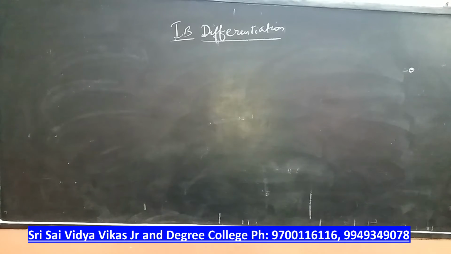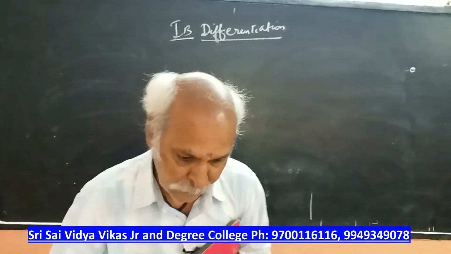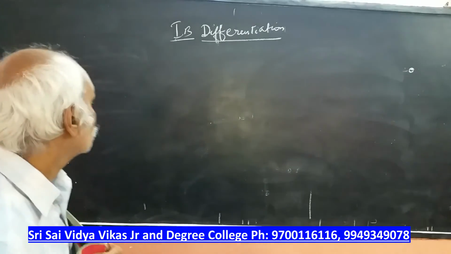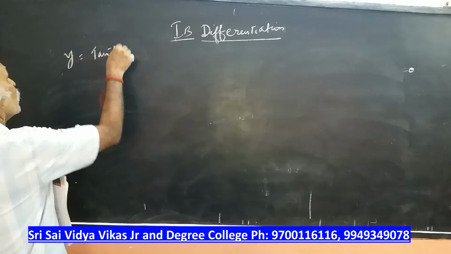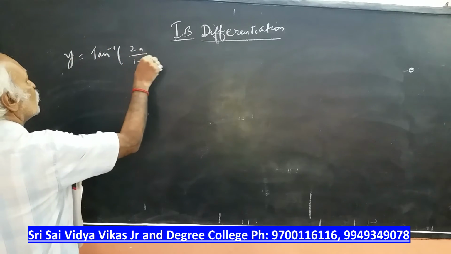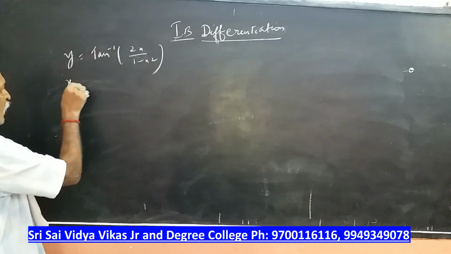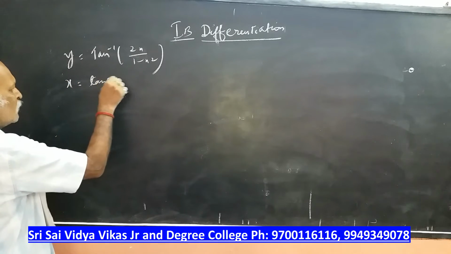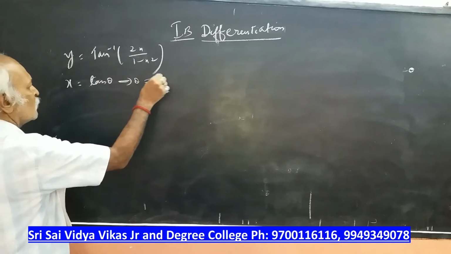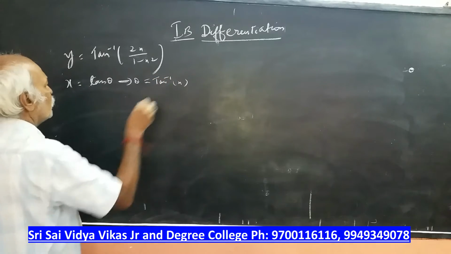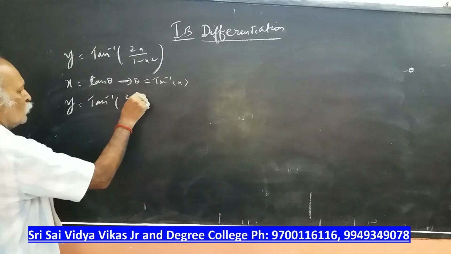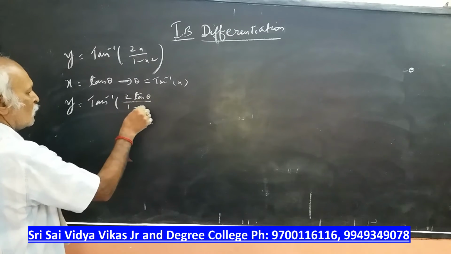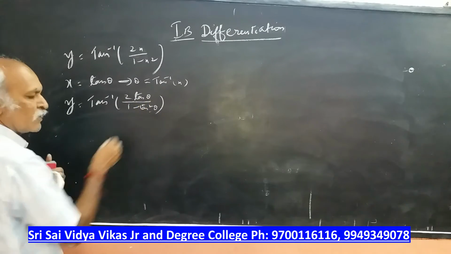Next one. y is equal to tan inverse of 2x by 1 minus x square. Again, put x is equal to tan theta, so theta is tan inverse x. Then we get 2 tan theta by 1 minus tan square theta.